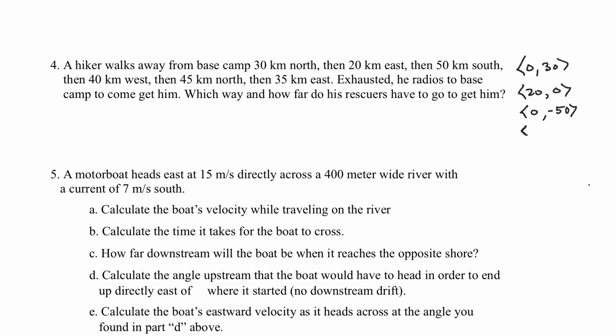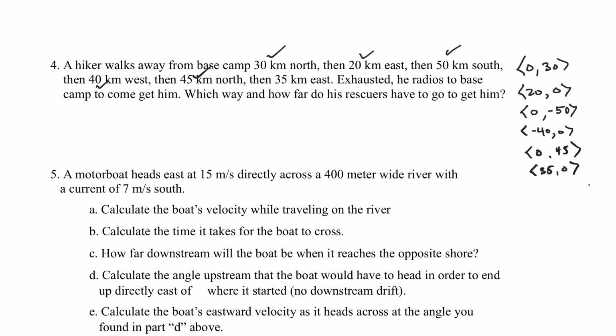The next vector would be west 40, so negative 40, 0. And then 35 east, we have 0, nope, sorry, we have positive 35 and 0. Oh, I skipped one. Let's go back. Check, check, check. We need the 45. So 45 north is 0, 45, and then we have 35 east, so that would be 35, comma 0.